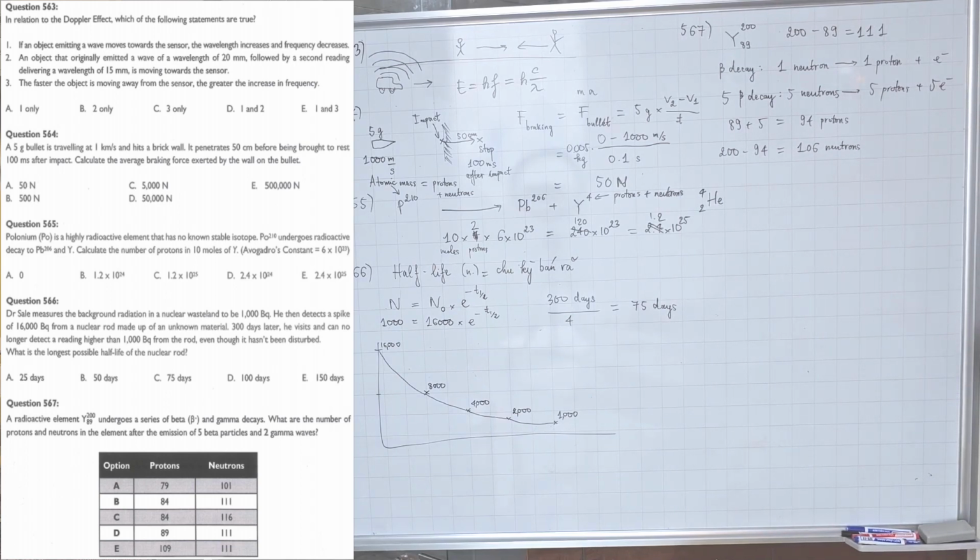Interesting. If after one beta decay, one neutron becomes one proton plus an electron, then after 5 beta decays, 5 neutrons become 5 protons, so it increases to 94 protons. But the atomic mass won't change, so neutrons are going to be 106. But there's no answer like this. It's weird, right? Sometimes the book's weird.